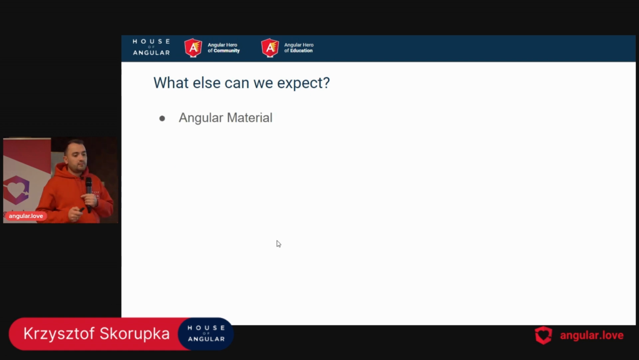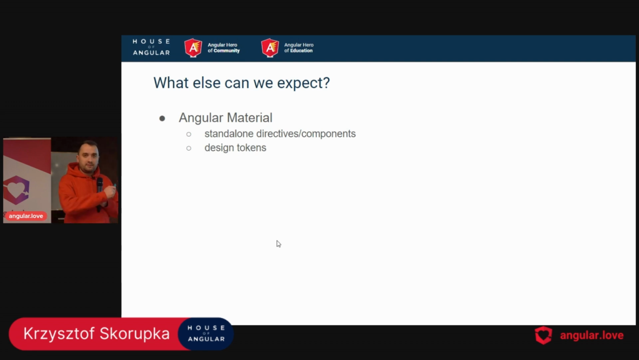Okay, and then we have Angular Material. We can expect that all of the components and directives will become standalone. Basically, this is already implemented. This is merged. It's just waiting to be released. So probably 17.2 is where we can expect this.